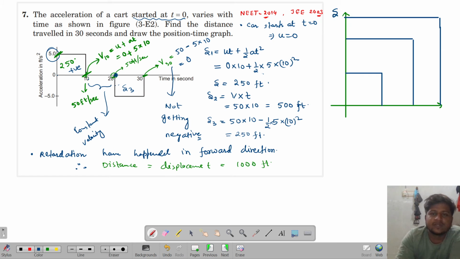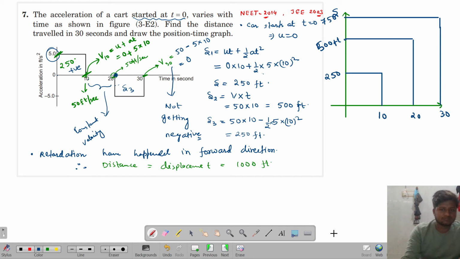So this is my displacement or distance. This is time: 10 seconds, 20 seconds, 30 seconds. First in 10 seconds it is traveling 250 feet. Here it is traveling 500 feet. Again it is traveling 750 feet.